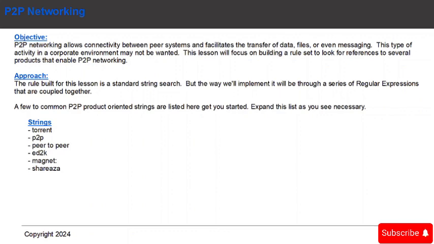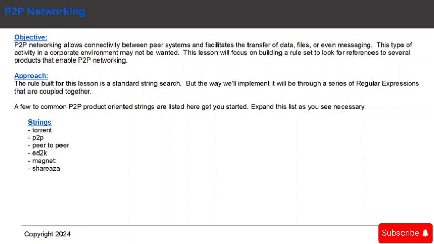This lesson is going to focus on how we can build a set of rules to look for references to several of the more popular P2P networking products. The rule is going to be built around a standard string search, but you'll see in a moment the way we implement it is going to be a little bit different from some of the other ways that we've approached string searches in this course.